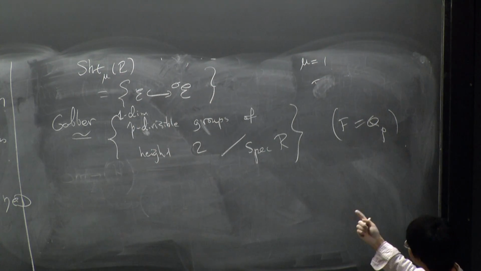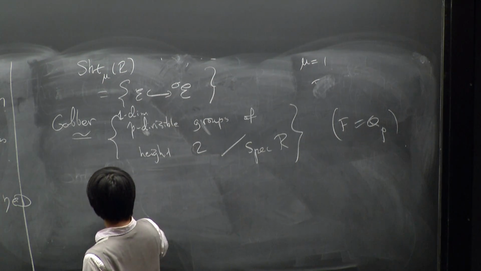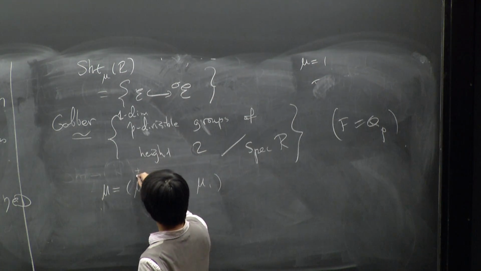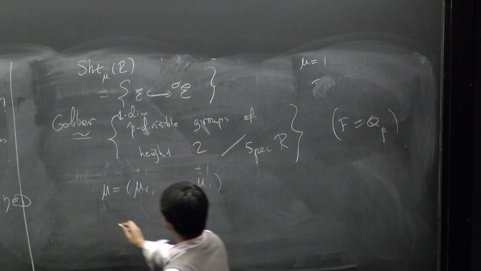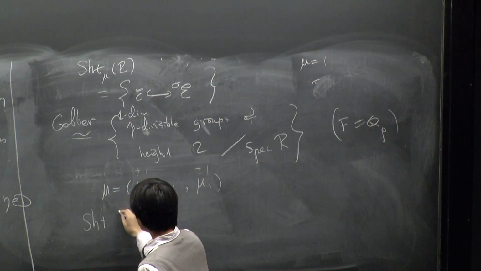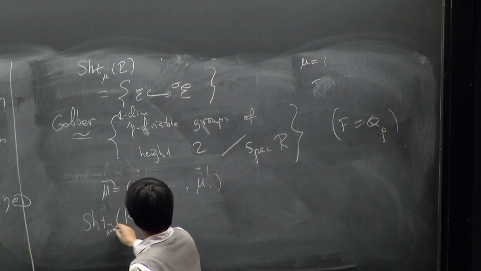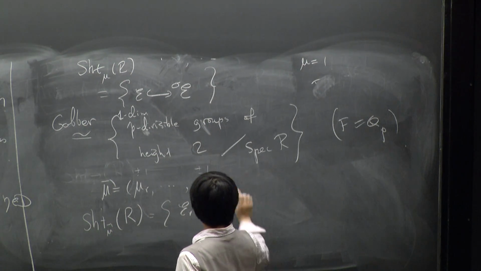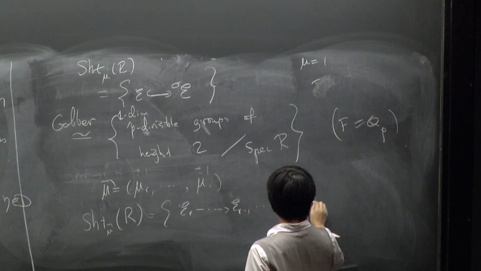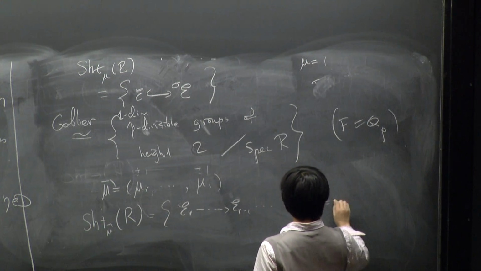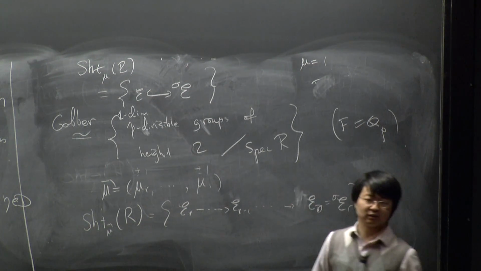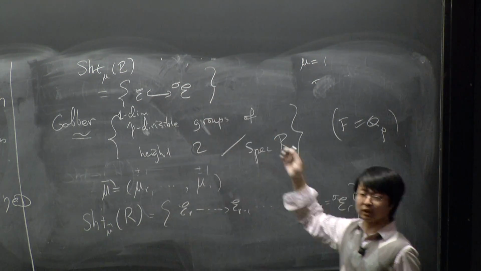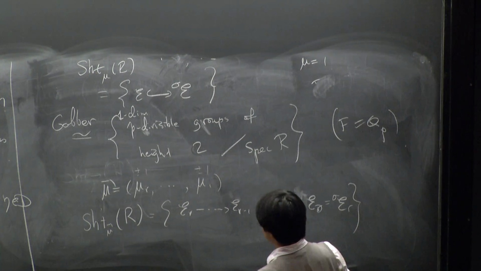But the more essential reason is that now we have this notion of iterated ones, right? If you have this mu, which is mu_r up to mu_1, each one is plus or minus 1, so I have this iterated Shtuka moduli classifying such chains of bundles on the disk. Such a thing doesn't have any analog in terms of p-divisible groups.